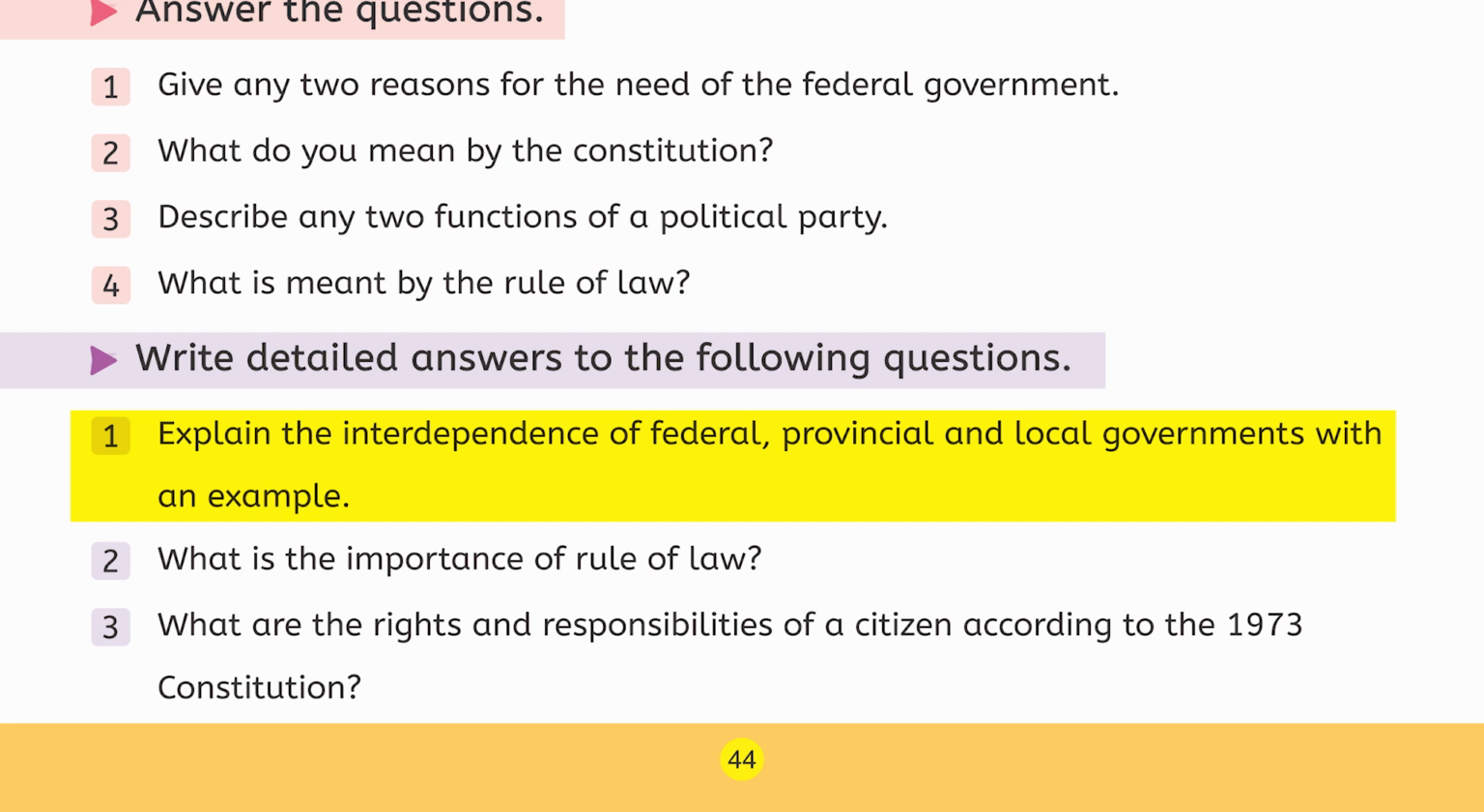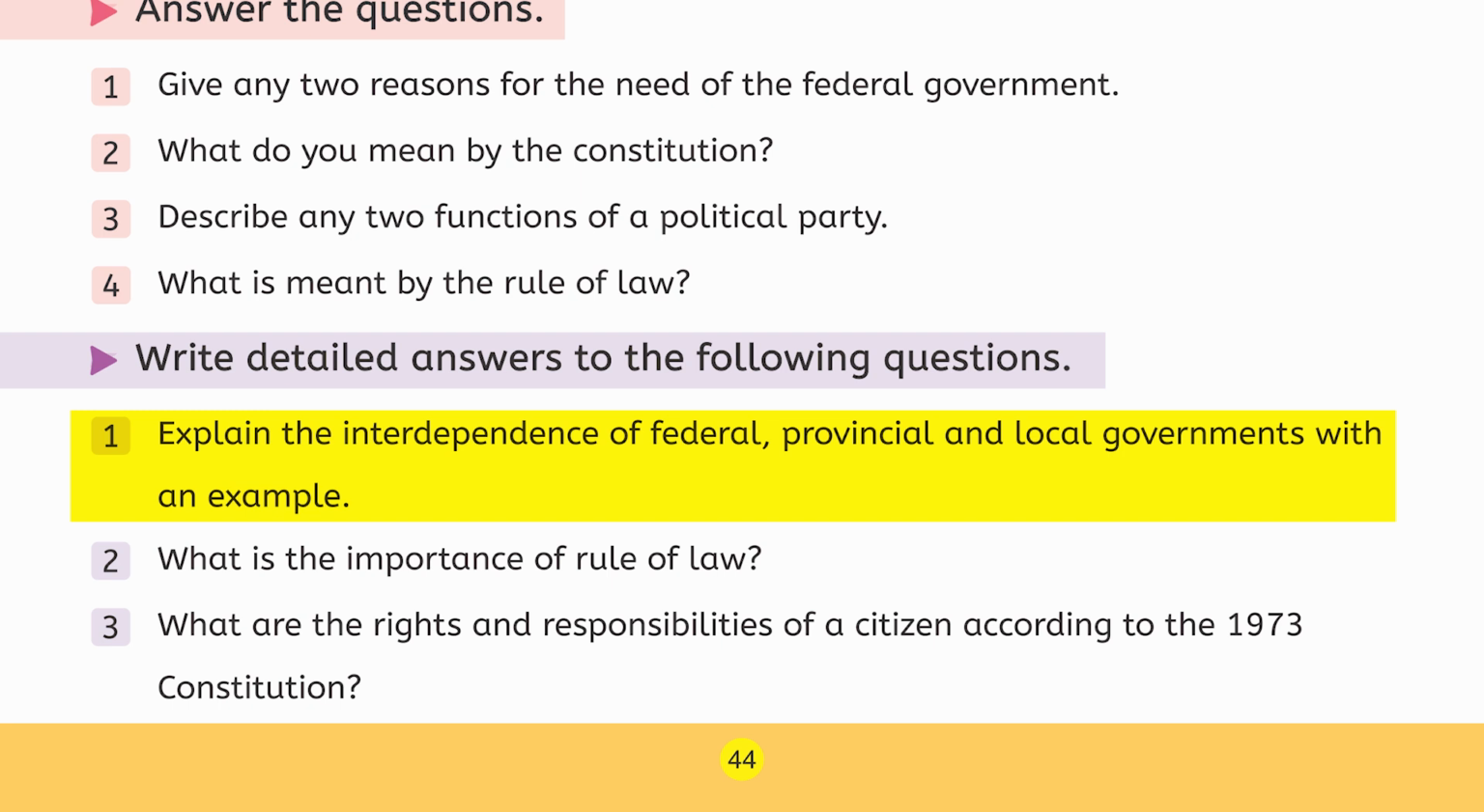Provincial governments manage things within their regions like health, education and agriculture. However, when the provincial governments need support, they ask the federal government for funds. Local governments take care of community level issues such as fixing roads, managing water supply and maintaining schools and hospitals. To do their work effectively, local governments need financial and administrative support from the provincial government.